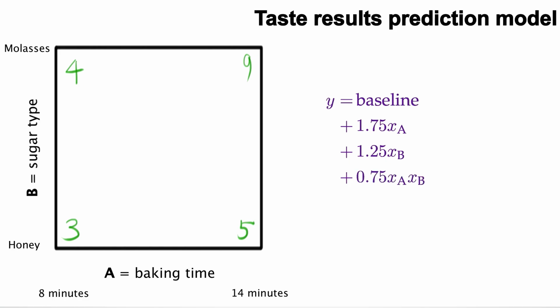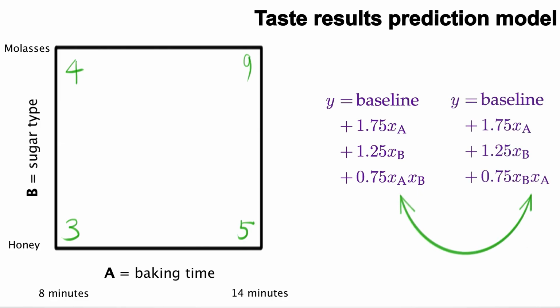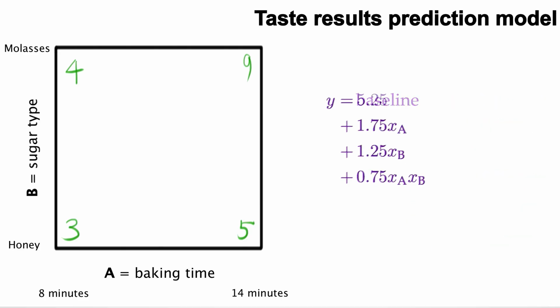The interaction value was 0.75, and we multiply that by XA and XB. It is symmetrical and multiplicative. There's only one other term missing from this prediction equation, and that's our baseline taste.